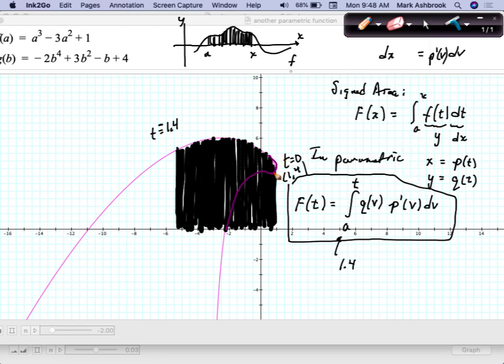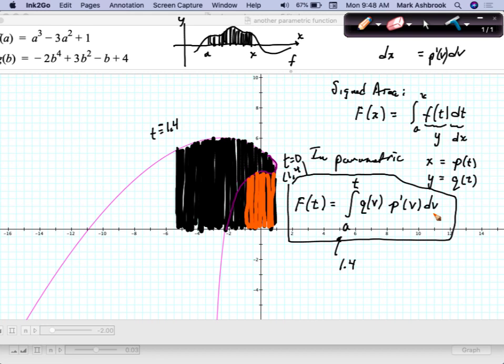So now I'm going to be doing, as t increases this way, so then it's going to what? It's going to accumulate like this, right? Is the signed area going to be increasing or decreasing? Well, t is increasing, but what is x doing? X is decreasing, and what is dv?